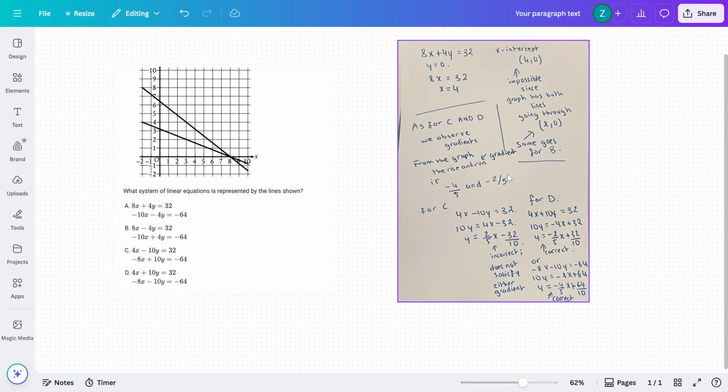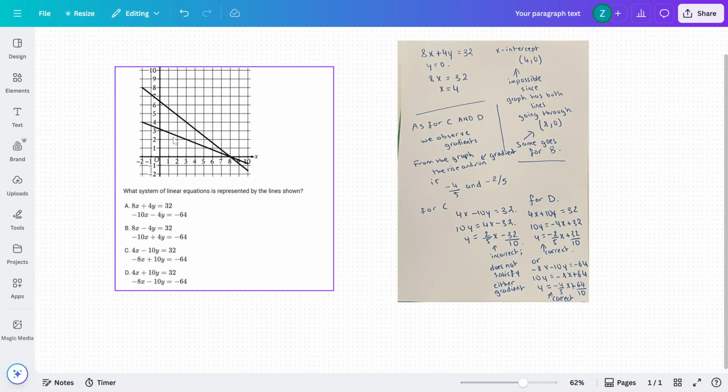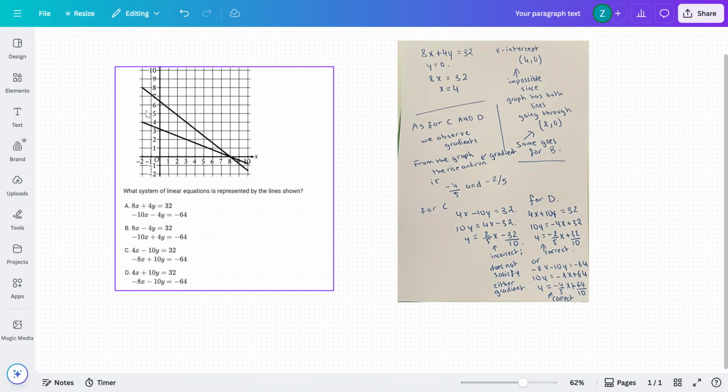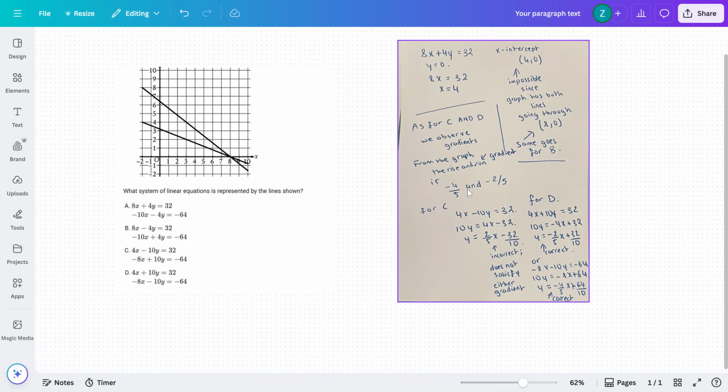By the way, these two gradients you can just calculate manually by counting the steps down, which is 1, 2, 3, 4, so negative 4, and then 1, 2, 3, 4, 5, which gives us negative 4 over 5, respectively, and negative 2 over 5, which is 1, 2 down and then 5 sideways. This is how I got my gradients over here. Or you can get negative 8x minus 10y equals negative 64 for D. So we already know that negative 2 over 5 is correct.